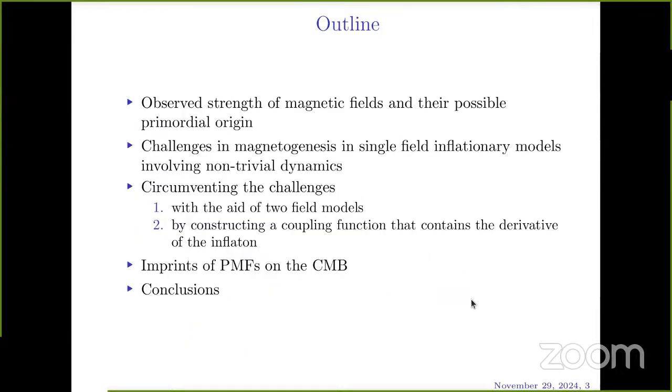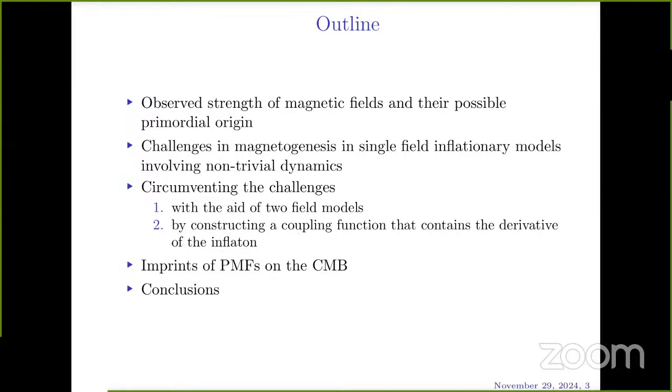As I am going to talk about the generation of magnetic fields, first I will start by introducing the observed strength of magnetic fields present in the current universe and what could be their possible primordial origin. Then I will discuss the challenges in generating these magnetic fields in single field models of inflation involving non-trivial dynamics such as deviation from slow roll, which Mian has just talked about. An epoch of ultra slow roll is there in the model itself, which is generated by the inflationary model.